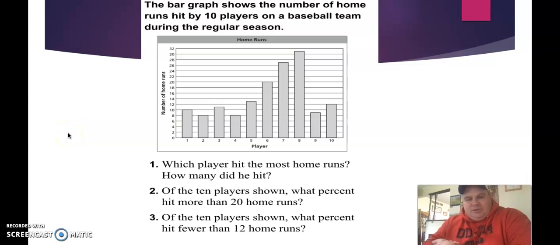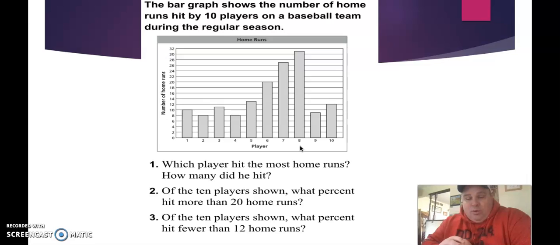First practice problem, let's look at this graph. This bar graph shows the number of home runs hit by 10 players on a baseball team during the regular season. Which player hit the most home runs? That's correct. If you look at player number 8, he hit about 31 home runs. Good job. Is that a statistical question or non-statistical? That is a non-statistical question because it says which player. You are only coming up with one answer.